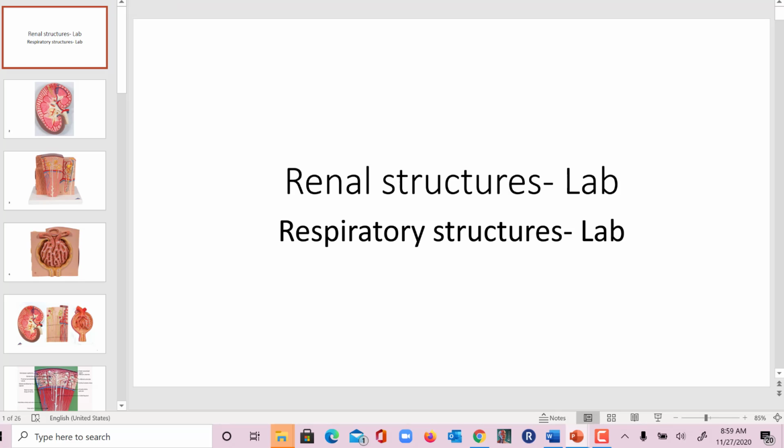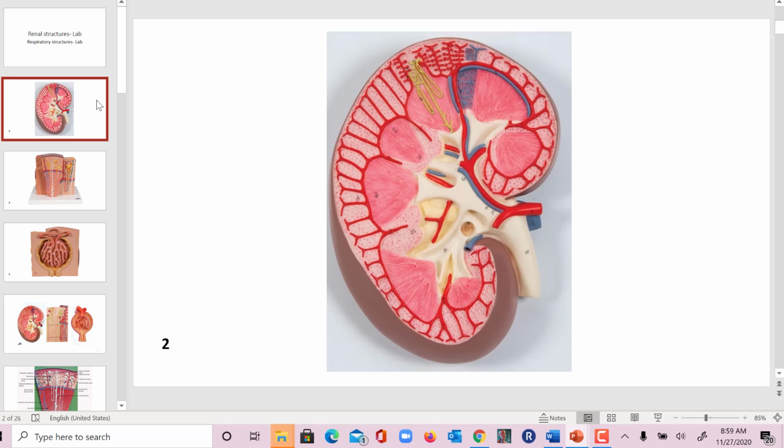Hi class, I'm going to go over the renal structures from your Lab Unit 4 hit list and, towards the end, the respiratory structures as well. I hope you know by now that this structure is a kidney, and this outer portion that you're seeing here is the renal capsule.